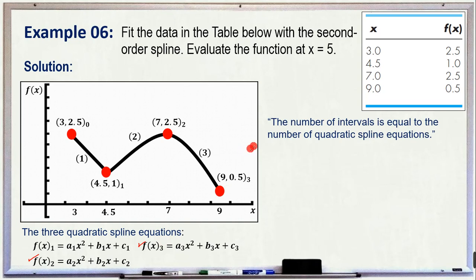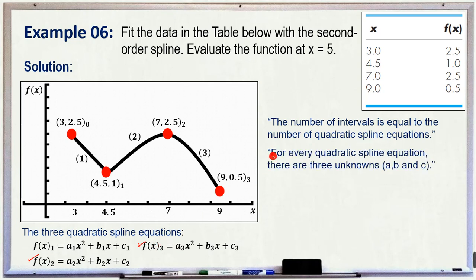By the way, before that, let's have some important notes before those steps. So here, the number of intervals is equal to the number of quadratic spline equations. And I already showed that to you. So we have 1, 2, 3 intervals, and we also have 3 quadratic spline equations.